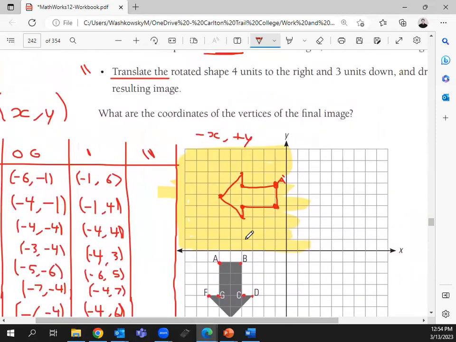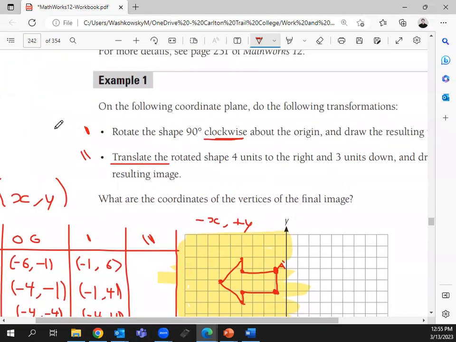Cool. So I have now done my prime shape right here. I've done my first step, which is I have rotated the shape. Now I need to do my second part, which is I need to translate this shape 4 units to the right and 3 units down. So 4 to the right, 3 down.